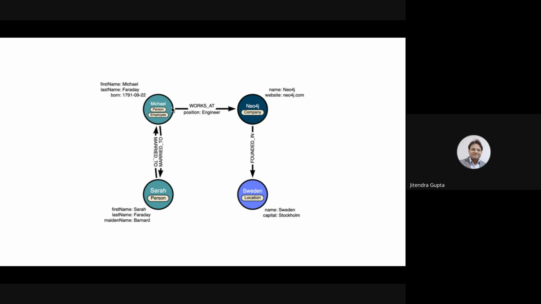So this position as engineer is also a property here. Okay, so there can be properties of the node and the relationship. Now if I talk about the relationship, that has a key value pair property, which is position equals engineer. When I talk about Michael, then he has the properties: his first name, last name, when he was born, right? So all that is easy to represent when I am using a graph.